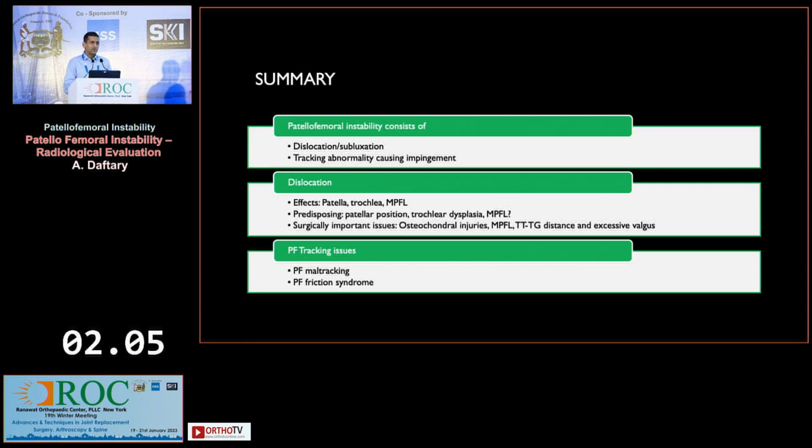So what I've tried to do in the last 13 minutes or so is talk about what patellofemoral instability consists of. Two components, primarily: dislocation events, and secondly, tracking and instability issues. When I think about dislocations, I think about imaging being able to tell us the effects of a dislocation event on the patella, the trochlea, and the patellofemoral ligaments. I think about what the predisposing factors to patellar instability are and how we can give you information on those.